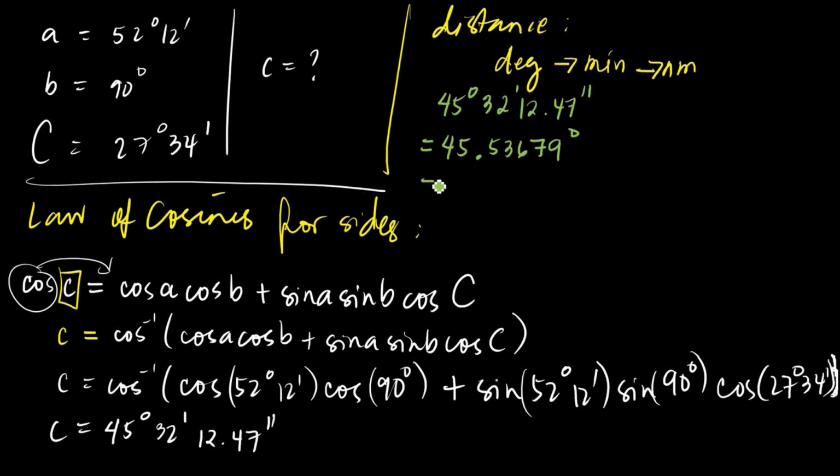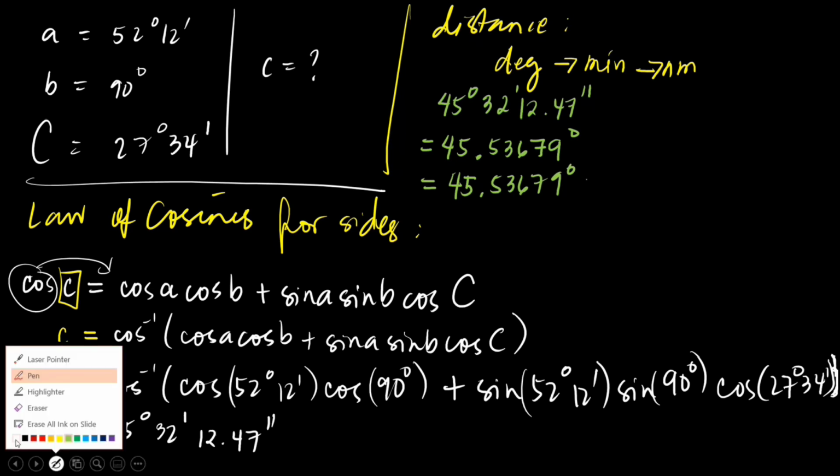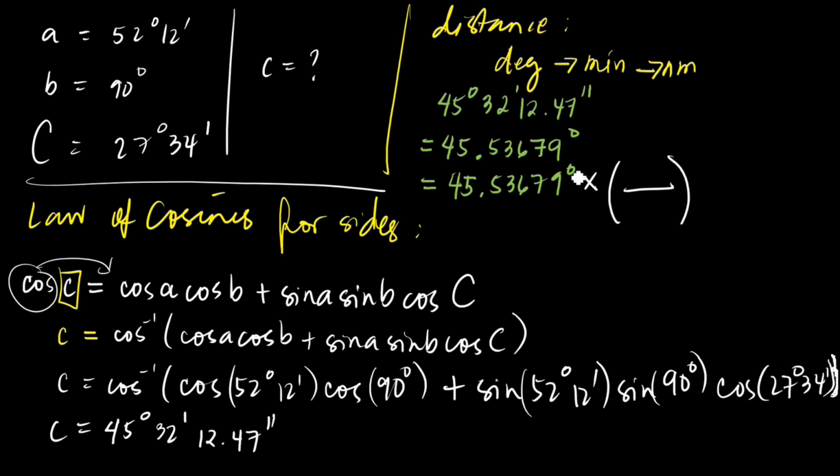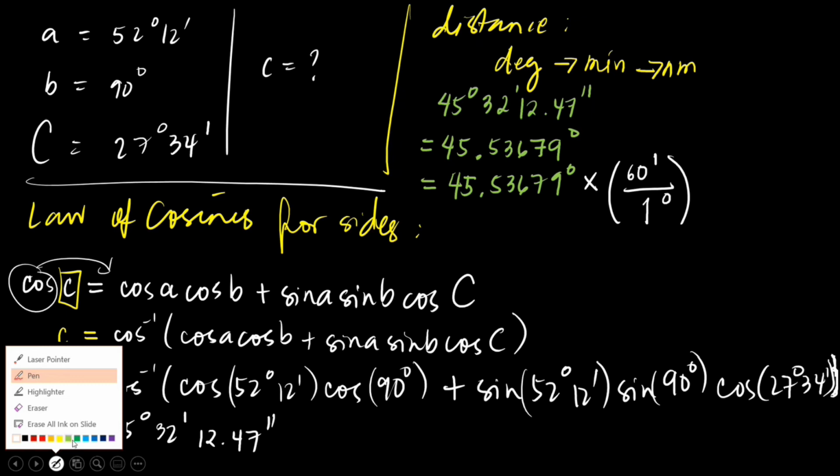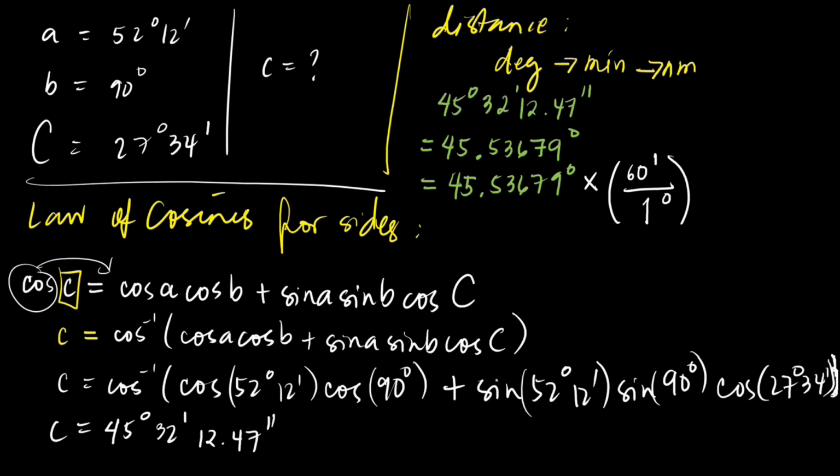Next, we're going to convert this to minutes. In converting this to minutes, we multiply it by a fraction in which the degree is on the denominator, since degree is on the numerator. So 1 degree is equivalent to 60 minutes. In your calculator, you simply multiply it by 60. The answer in the calculator is 2,732.2079, with the unit minutes.